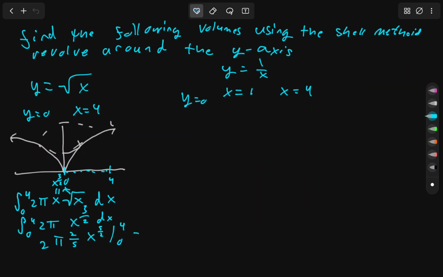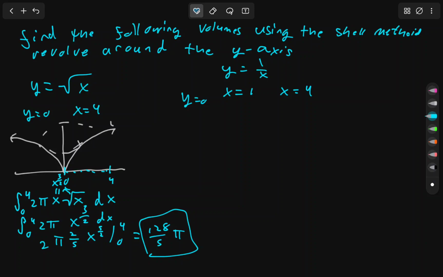Evaluating this at 4, I'm going to do the square root of 4 first, that's 2. Then we get 2 to the power of 5, which is 2, 4, 8, 16, 32. 32 times 2 is 64. Times that by 2 is 128. So we get 128 fifths times pi, minus it evaluated at 0, which is 0. So we get an answer of 128 divided by 5 times pi for the volume.